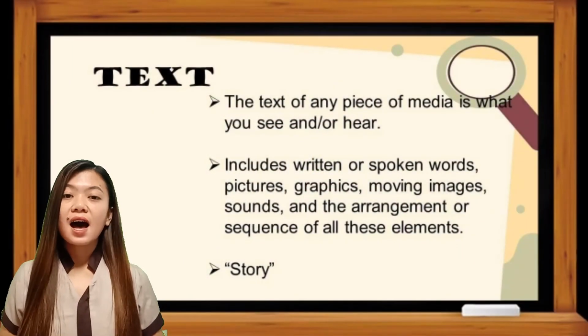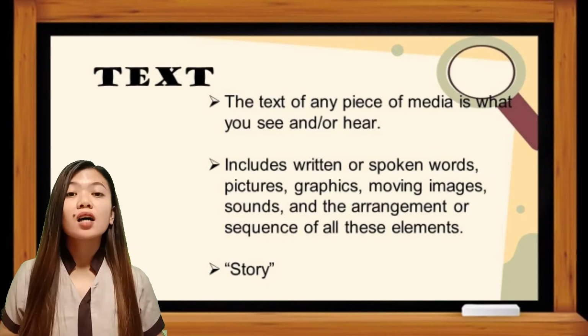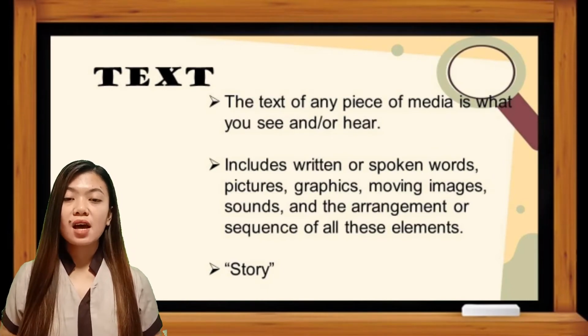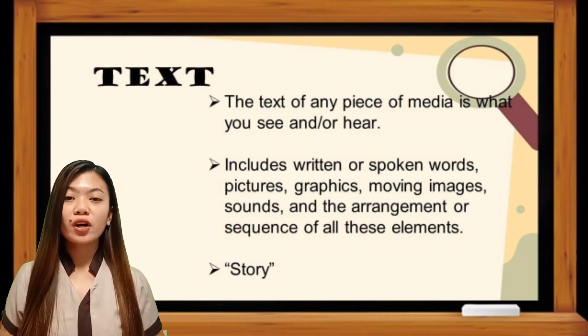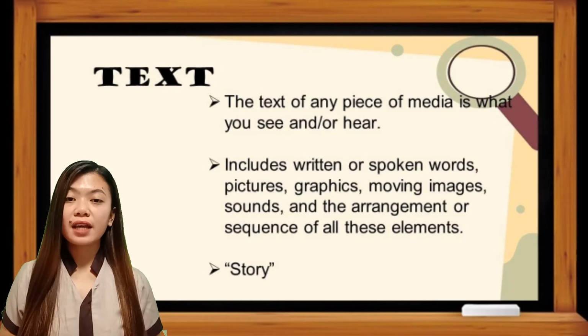Next is the text. How is it trying to get your attention? The obvious part of a message is called the text, which includes any language, imagery, music, or anything else you can see in here. It includes written or spoken words, pictures, graphics, moving images, sound, and the arrangement or sequence of all these elements. Creators can use a multitude of techniques to grab your attention, and they will often craft the text to appeal to a specific audience. But even if you enjoy the message, try to remain critical so you can see if the message contains actual substance or if it's all smoke and mirrors.